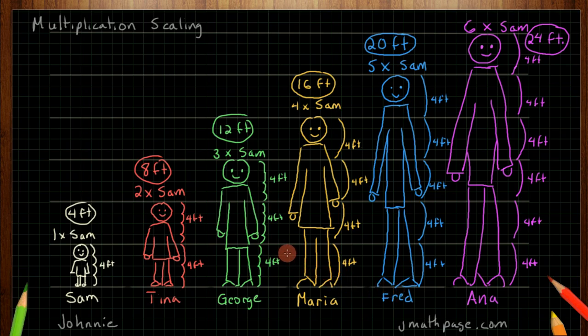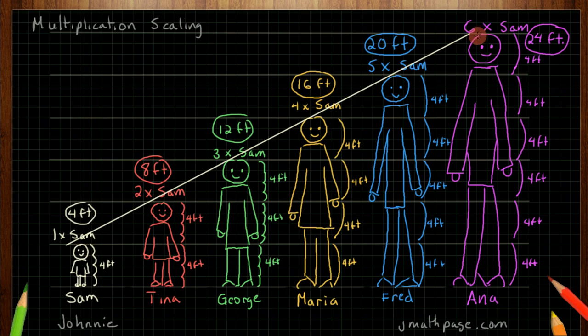But I do want to show you one other thing, and I think this will help to make it understandable. Let's start again with Sam, and watch how Sam grows. Sam grows to be twice as tall in Tina, 3 times as tall in George, 4 times as tall in Maria, 5 times as tall in Fred, and 6 times as tall in Anna. So we can see things growing and growing. Now, that's one way that scaling works.